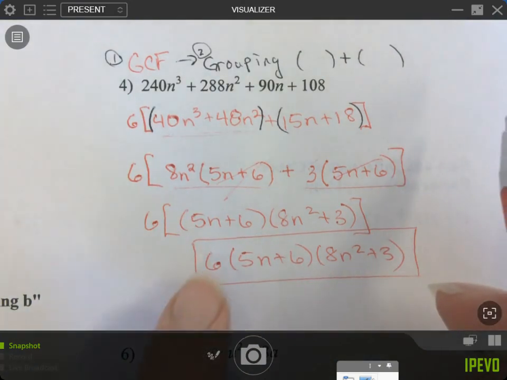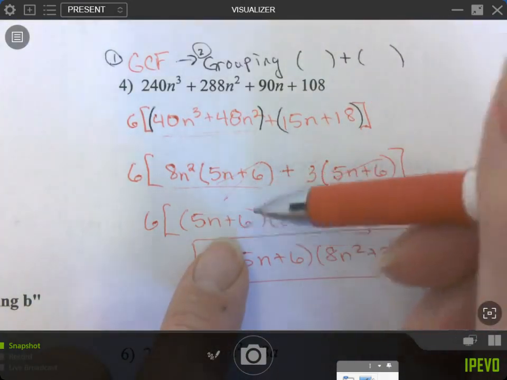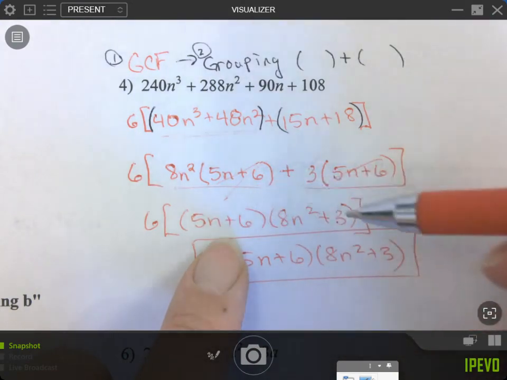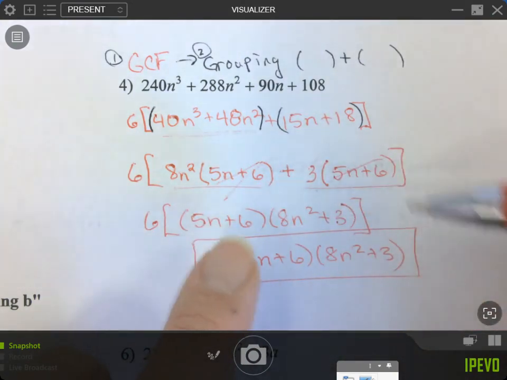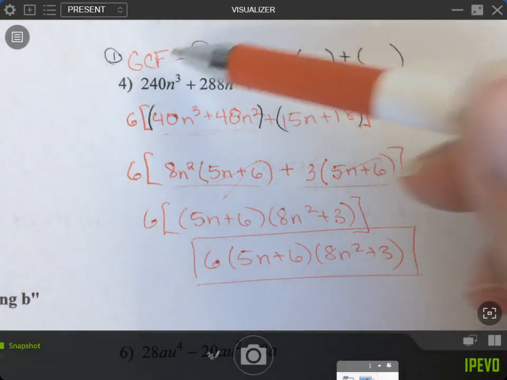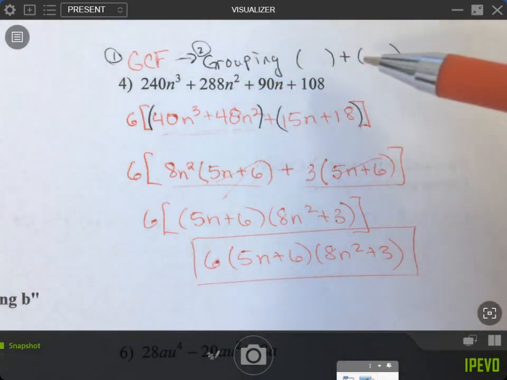And just to remind you, if you take a minute, look at this, that 5n plus 6 times 8n squared comes right back to here. And the 5n plus 6 times 3 brings us right back to here. So that is factoring by grouping. So always check for a GCF on all of these problems. And when there's 4 terms, you're going to group.